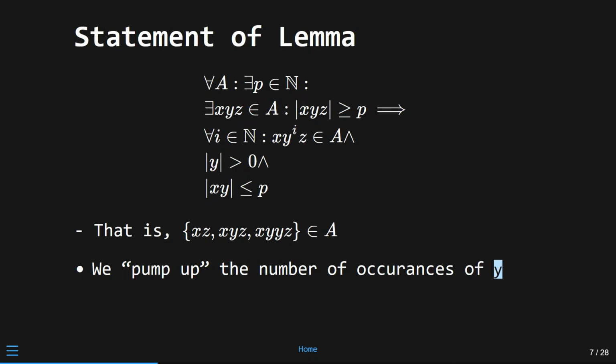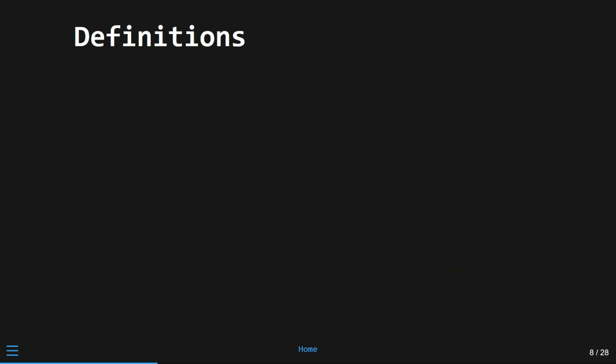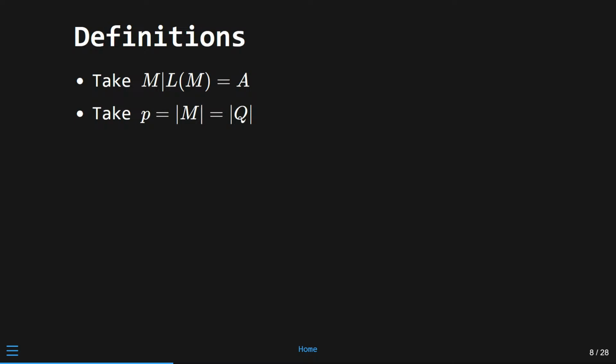Okay. We're going to pump up the number of occurrences of y. I don't know that occurrences is spelled correctly there. Okay. So, let's reiterate. There exists some machine, some deterministic finite automata. Its language is A. We're going to let P, which is the number that we know exists, it can be any natural number, we're going to set that to be how many states that machine has. So, the number of states, the cardinality of the set of states.